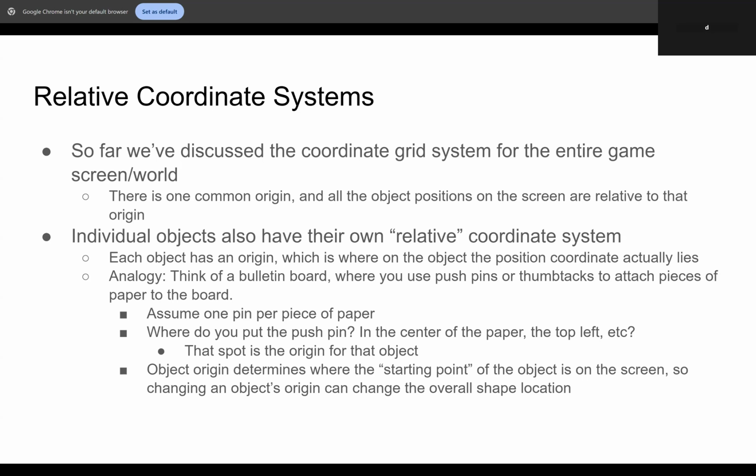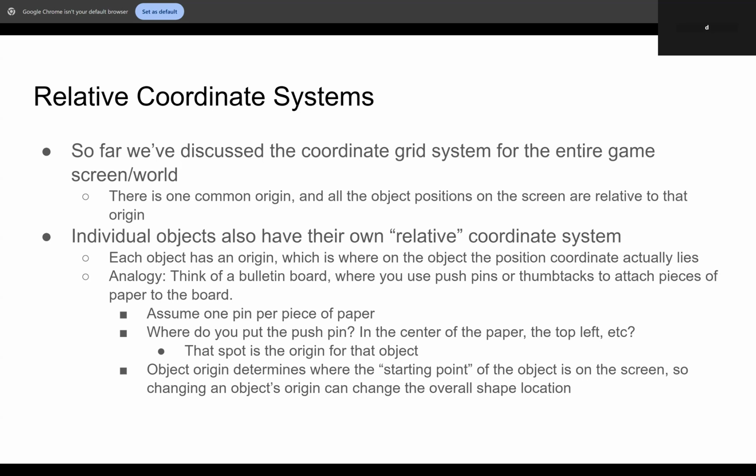Where do you put that push pin? Do you stick it in the center of the paper on the bulletin board? If that's the case, if you put it in the center, then the origin for that paper would be the center. And if we wanted to know the position, we would give the position of that pin point, right? Not the position of the entire paper.